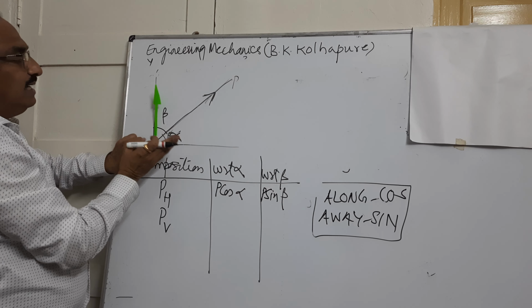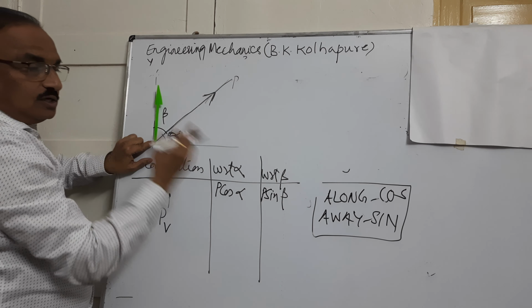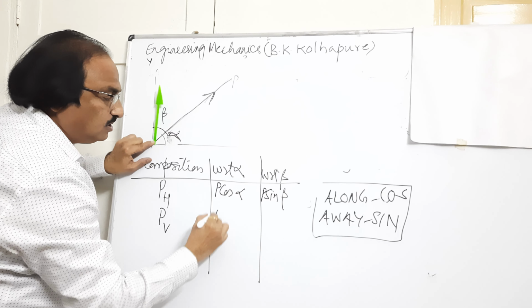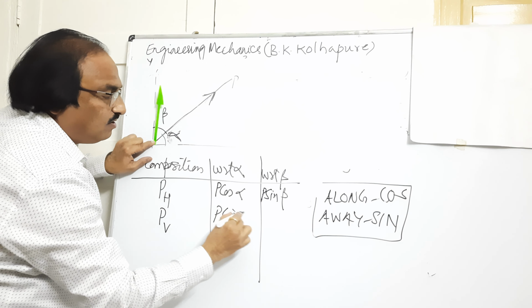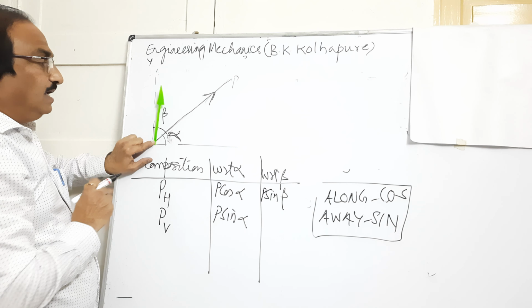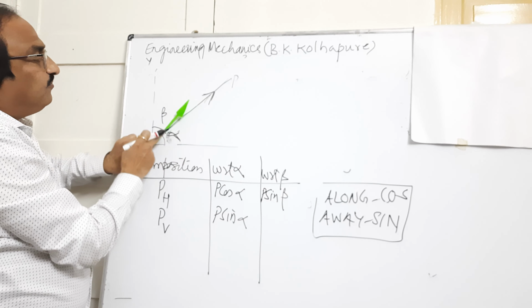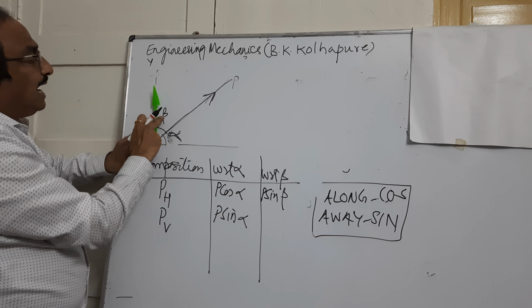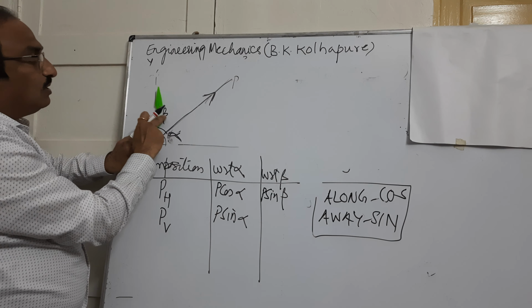Likewise, if I want to resolve the force vertically, PV, if I take alpha, if I resolve it vertically, I am going away from the angle. So what is away? Sine. So this will be P sine of alpha, if I consider alpha. Now same force, if I resolve vertically, I am going with beta. So that is along the beta. So what is along here? Cos. P cos of beta.